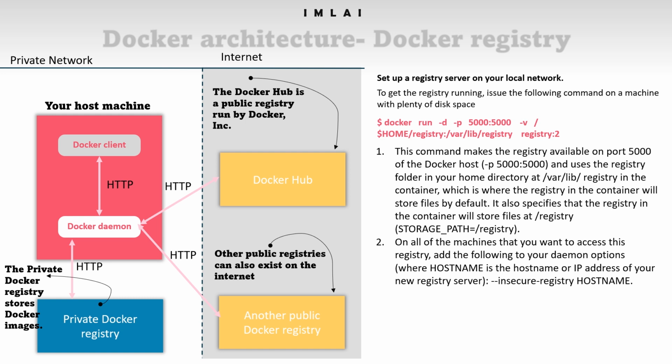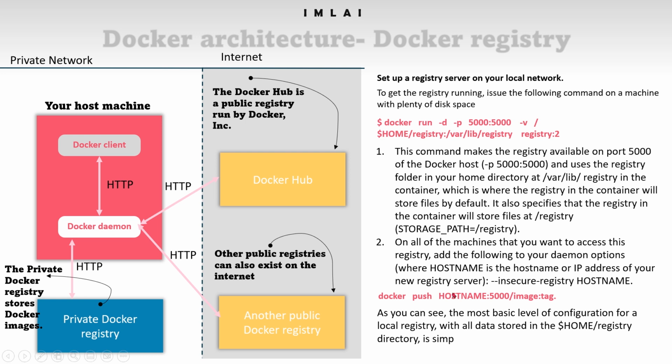Then on all of the machines that you want to access this registry, you have to add the following to your daemon options. You have to attach this host name and the IP address of it, so that other machines can access the images that are stored inside. Other machines can pull and push the images from this private registry that you have created.